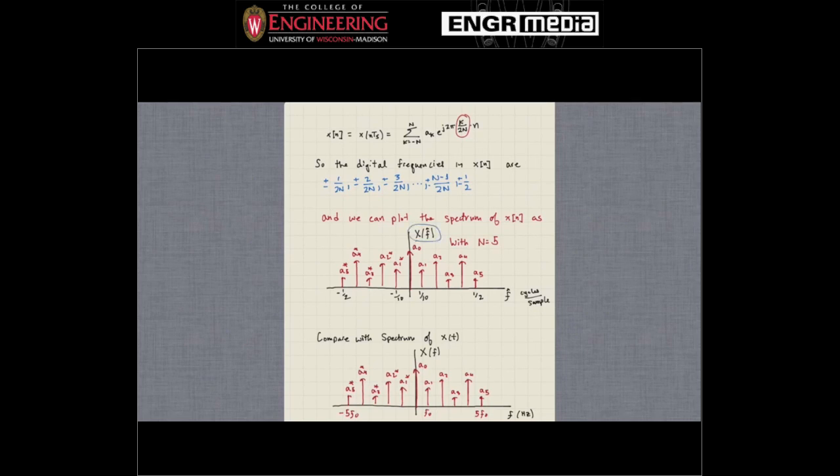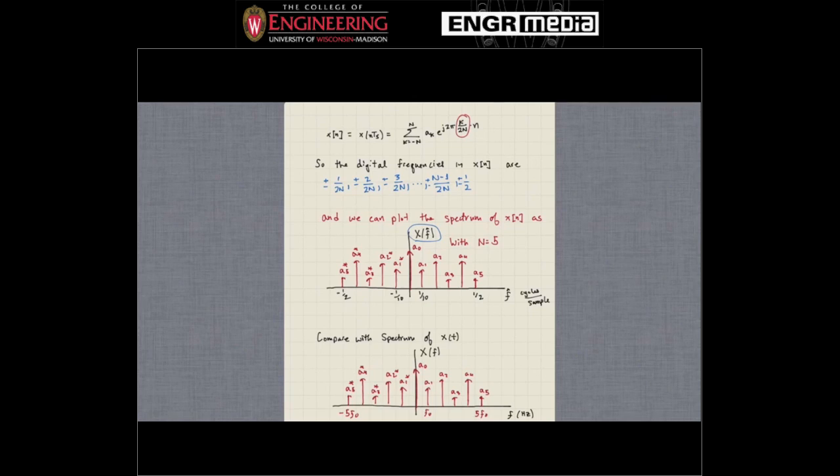We usually denote this with a capital X, to denote that we're looking at the spectrum. As an example, with just 5 components, we would plot this in the same way that we saw when we plotted the continuous time spectrum. But now on the frequency axis, we're going to plot the digital frequency in units of cycles per sample. And these coefficients, A0, A1, A2, A3, A4, A5, are really just the same as they were from the continuous time case.